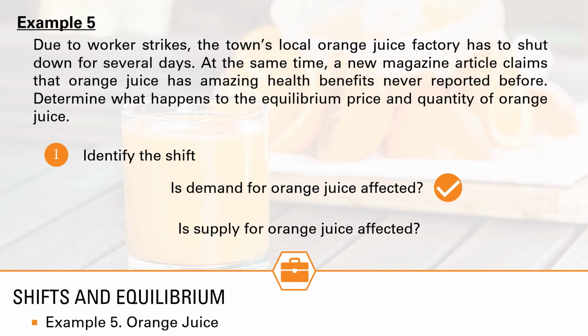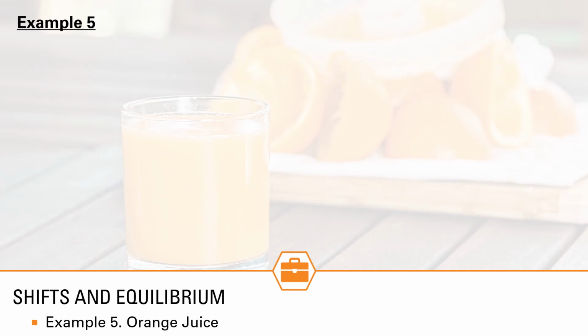Is supply for oranges affected? Yes. There's worker strikes. So of course, the juice factory has to shut down. So that's definitely gonna affect supply. Next.